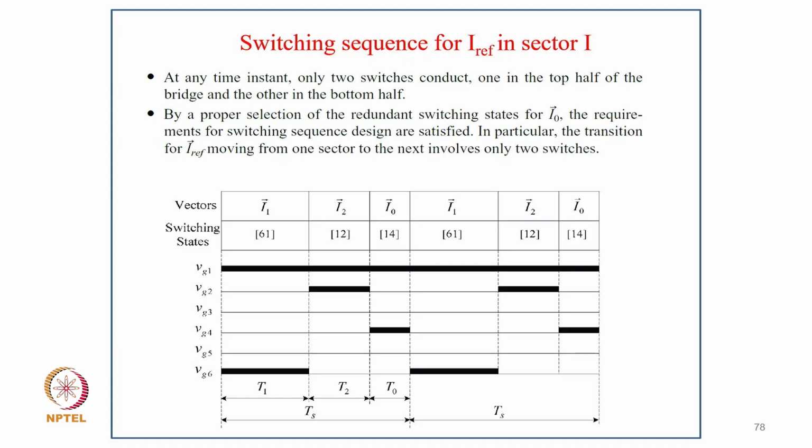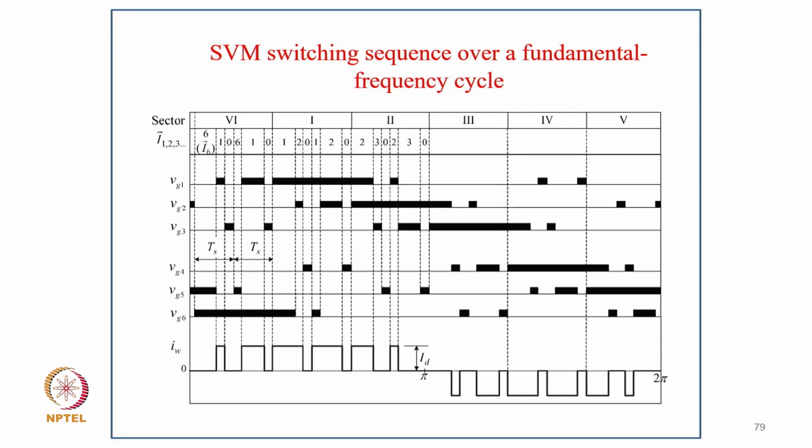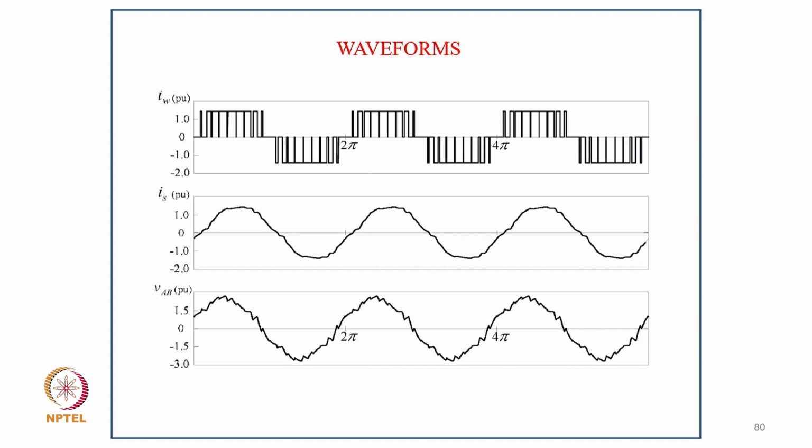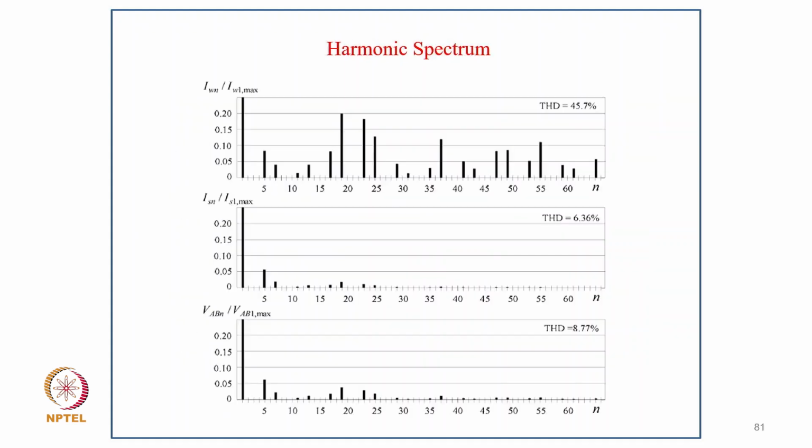So in particular, the transition from I reference moving from one sector to the next sector involves only 2 switches. So here you can have different switching vectors, and how the gating signals are generated. And these are the 6 sectors, and this is how the IW is produced. And typically the IW, with the capacitor, is the source current and then the voltage across the load. Because of the capacitor, it makes a big difference in the waveform.